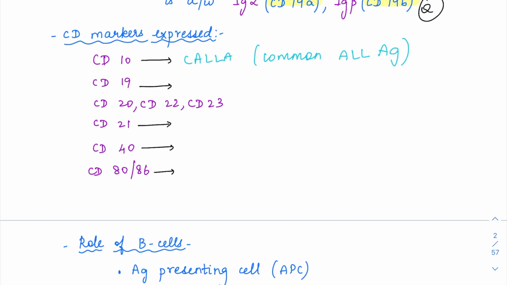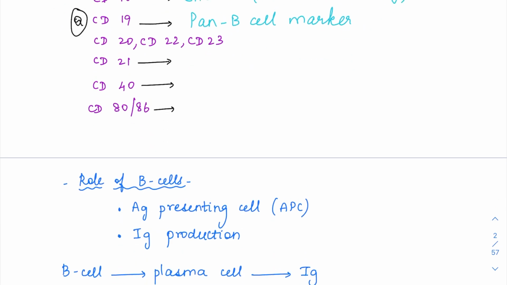CD19 is called the pan B cell marker. What is the pan B cell marker? CD19. So CD19 is the pan B cell marker. Apart from that, we also have CD20, CD22, and CD23 markers expressed by these B cells.